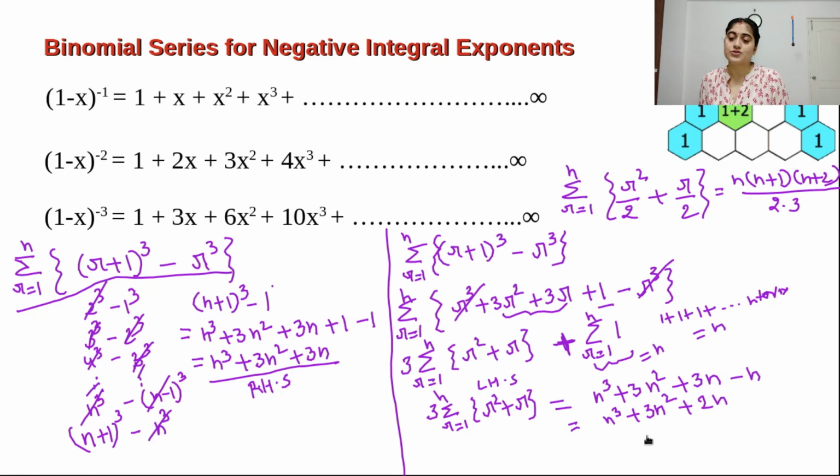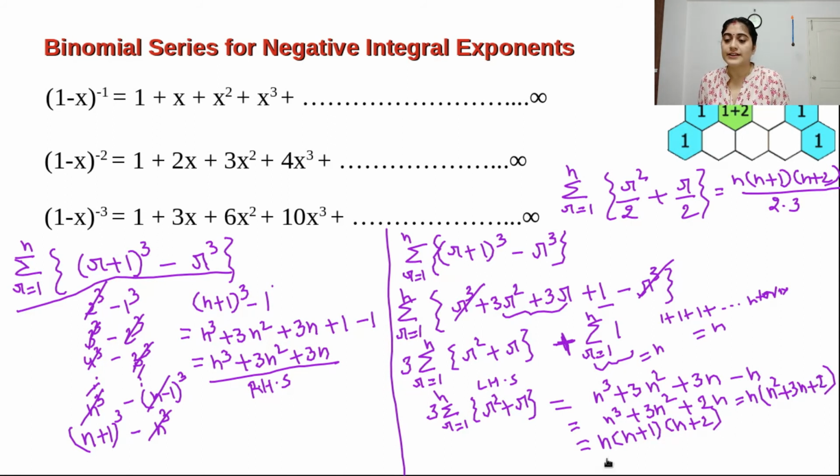So what is the expansion of this? This is n into n plus 1 into n plus 2. You can do it also: you have to take n common. So it will be n into n square plus 3n plus 2. If you multiply n with n, it equals n square, then n plus 2n equals 3n, and 2 multiplied with 1 equals 2.